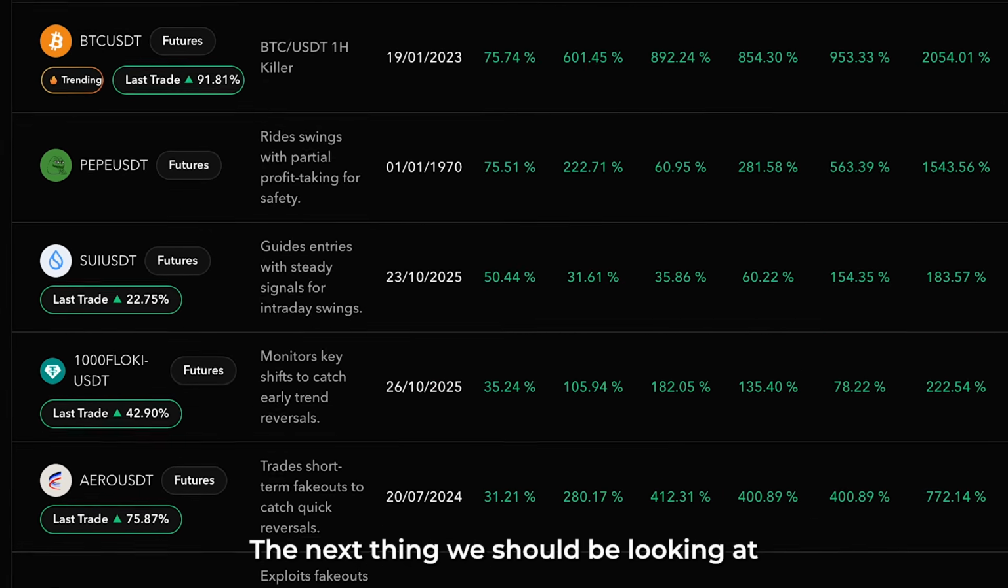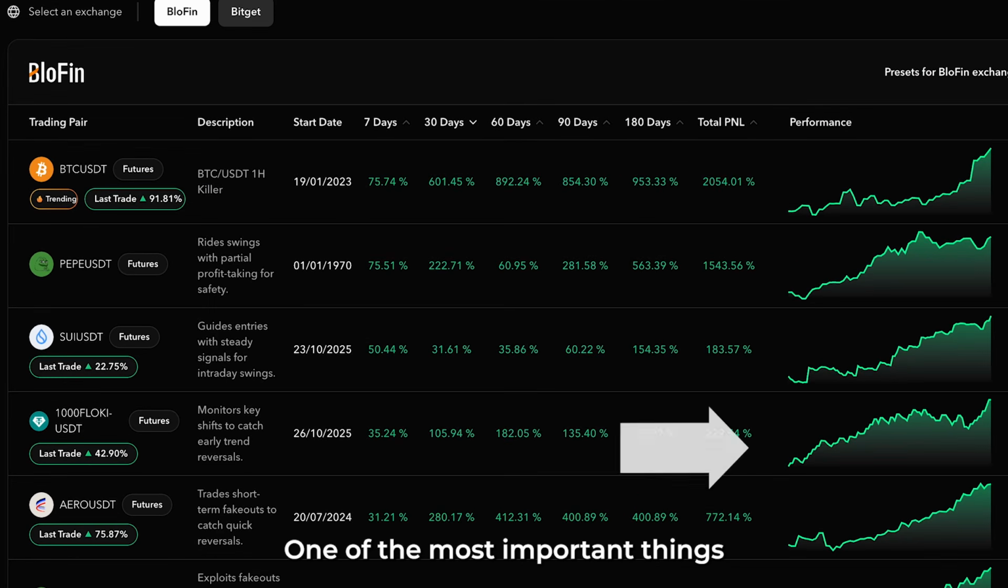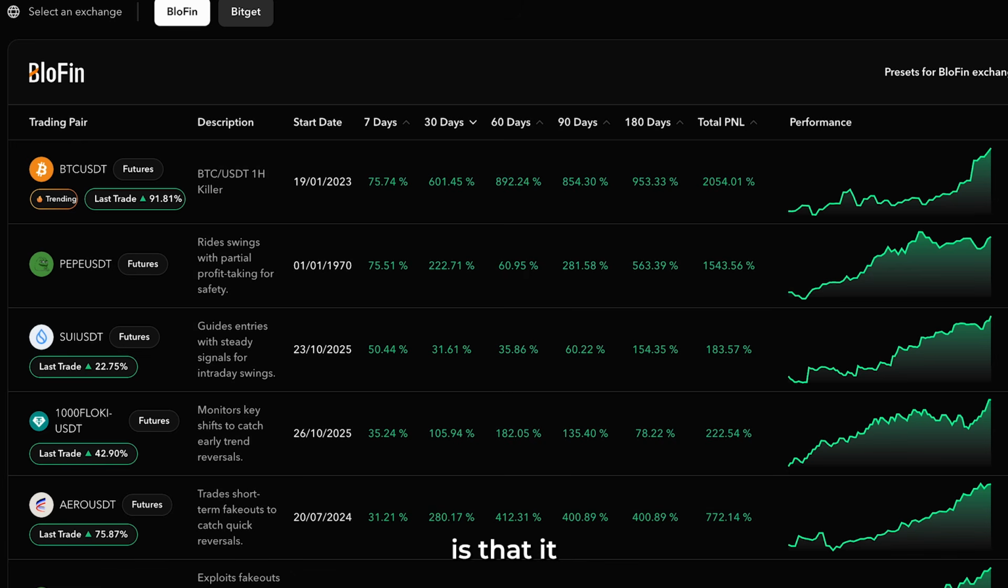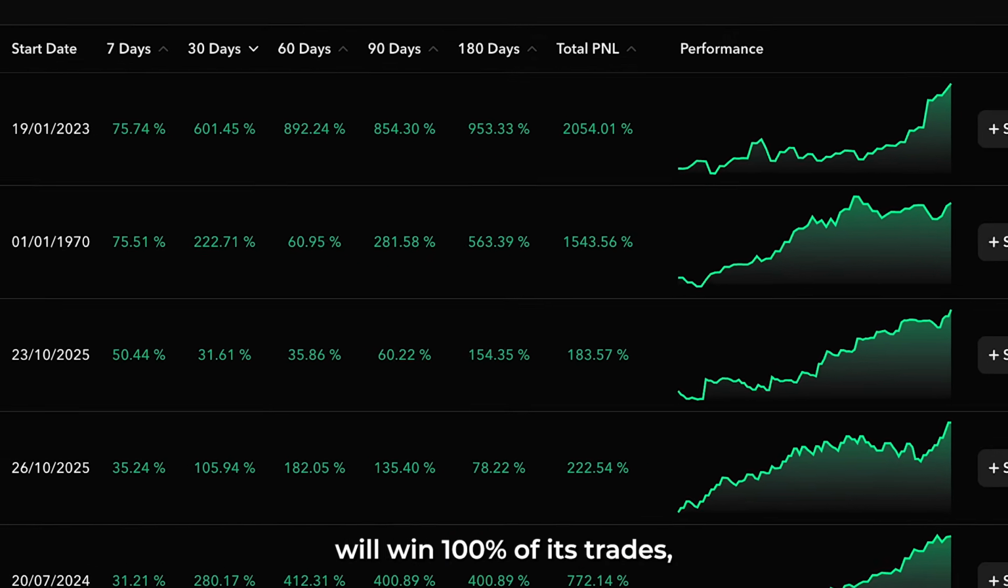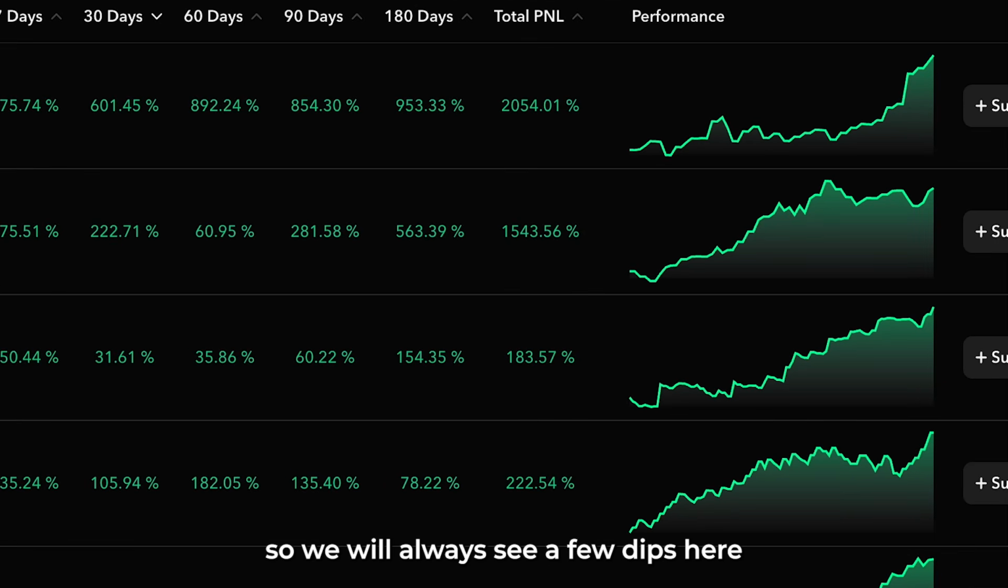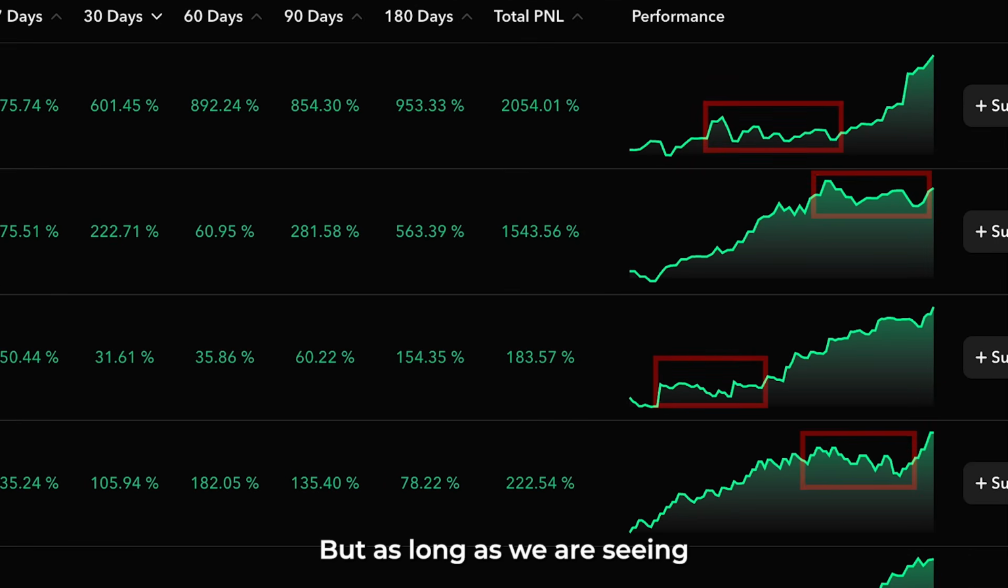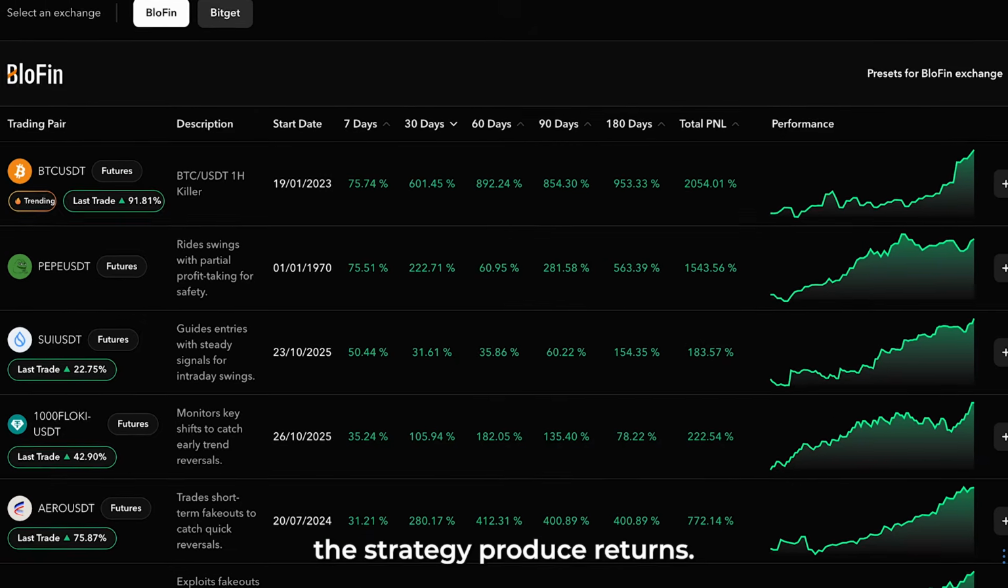The next thing we should be looking at is the equity curves. One of the most important things to consider is that it doesn't have to be perfect. Naturally, no strategy will win 100% of its trades, so we will always see a few dips here and there. But as long as we are seeing the strategy produce returns, this is great.